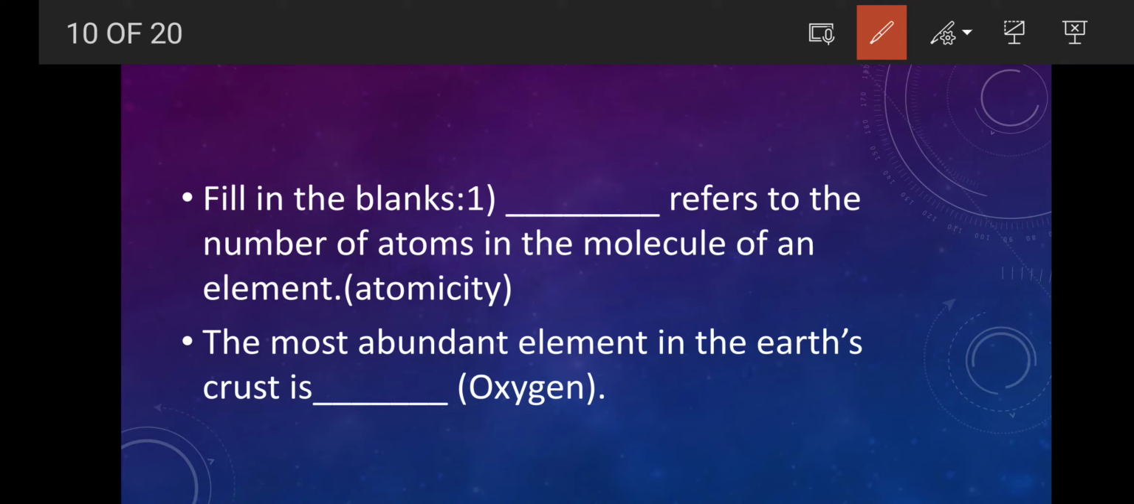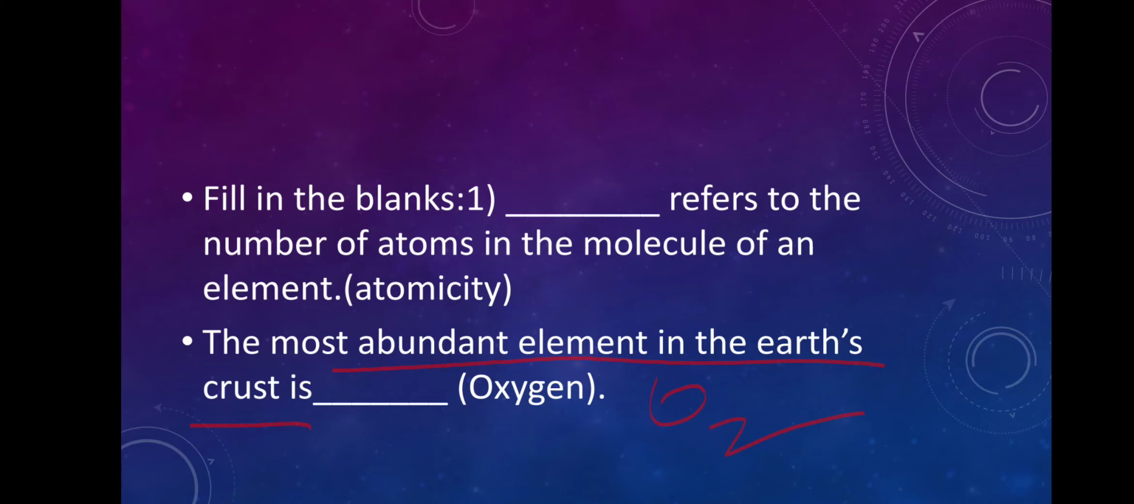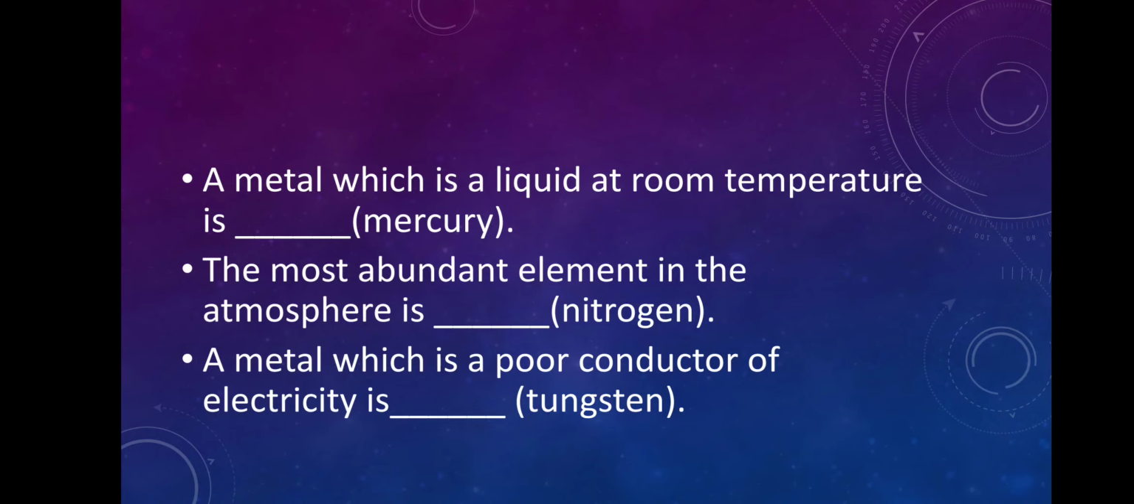Next is the most abundant element in the earth's crust is what? Oxygen. How do we write oxygen? The formula of oxygen is O2. Okay, this is the formula of oxygen, and oxygen is the most abundant element in the earth's crust. These are very important questions, very good questions.